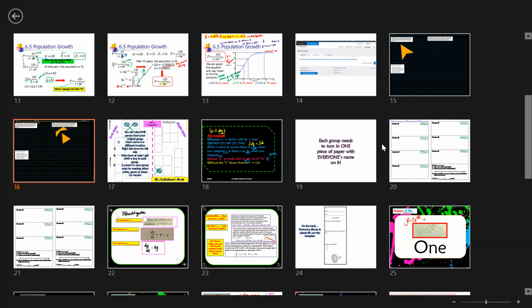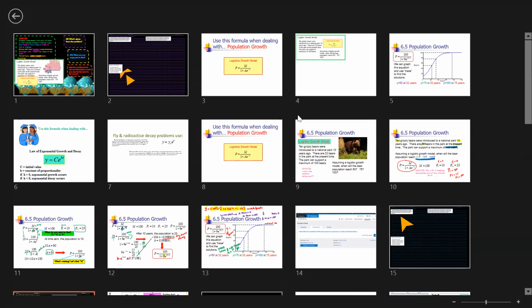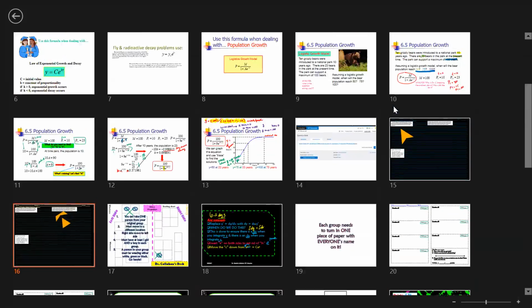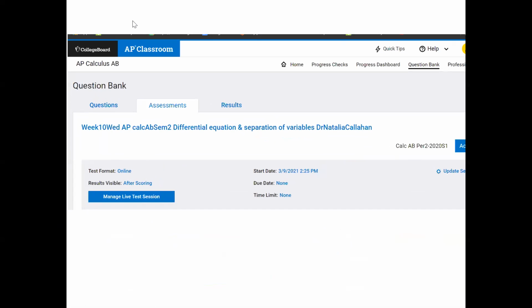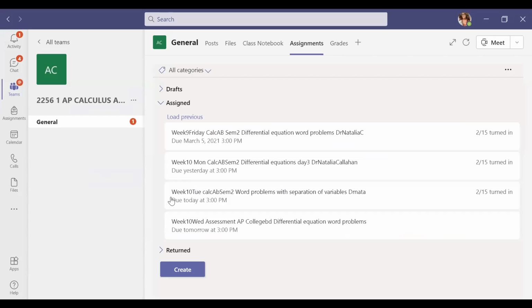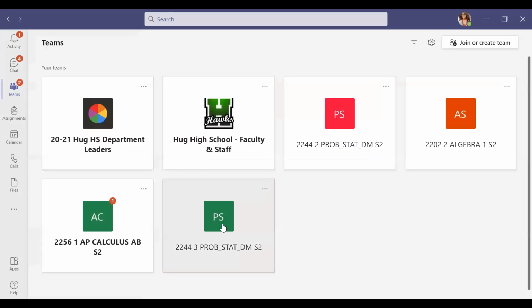So to test out your skills, and actually your assessment on AP College Board is not as difficult as these questions here. So that's good. It is basically 10 questions, multiple choice on AP College Board. It looks like this right here. It just says week 10 Wednesday. And if you have any difficulty or if you need to have access to a hard copy, I will be more than happy to attach this onto the assignment here as well.